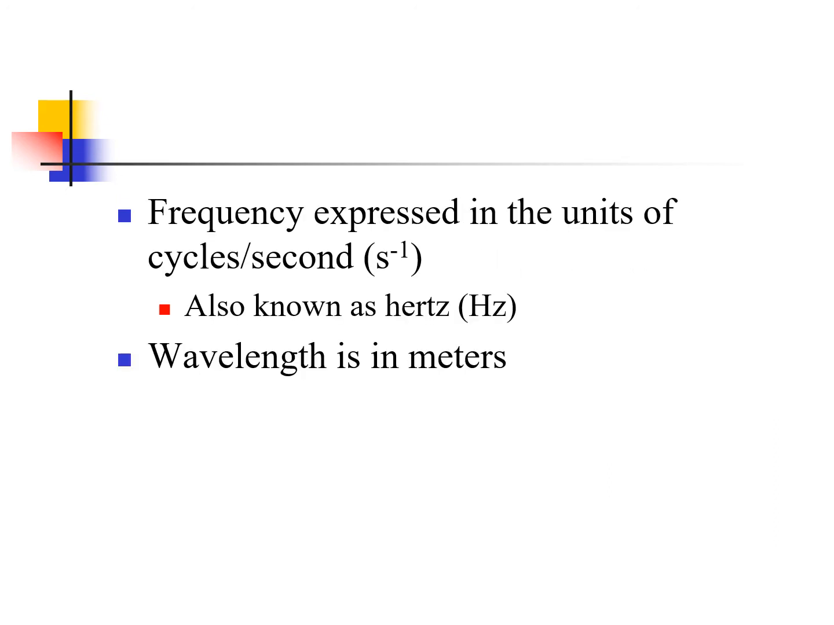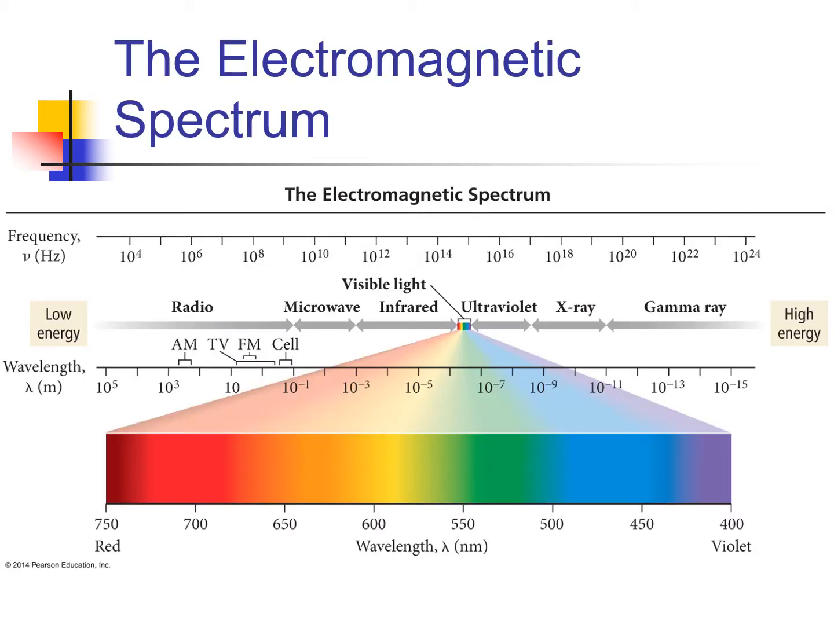Frequency is expressed in terms of an inverse second. You may see that in some of your problems, also known as a hertz, the most painful of all units. And wavelength will be in meters, most likely because it is a length. But you also might see some really small units like nanometers, picometers, things like that. Not uncommon.